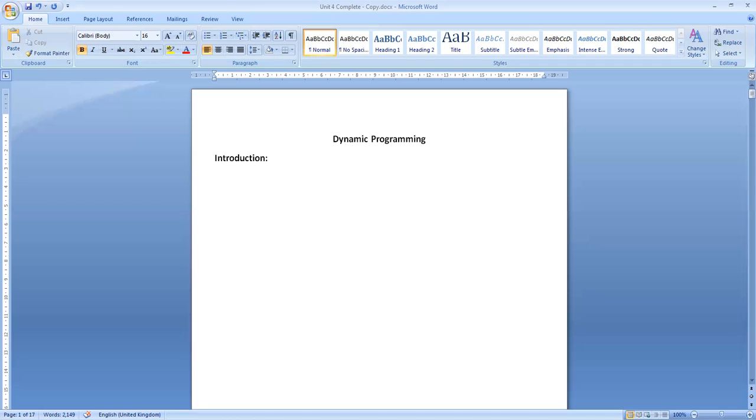Now, in the greedy method also we employed the same technique. There also we used a series of decisions. Then in what way does this dynamic programming differ from the greedy method?